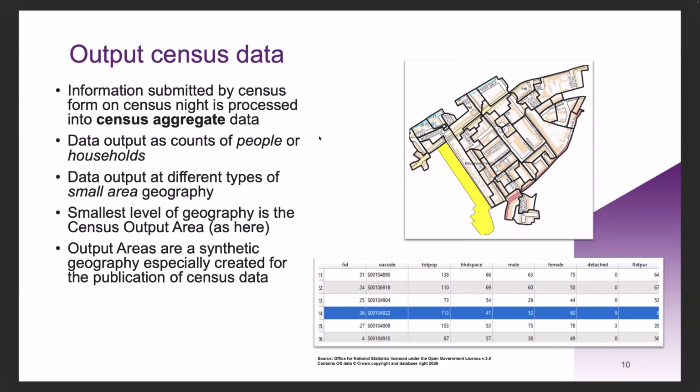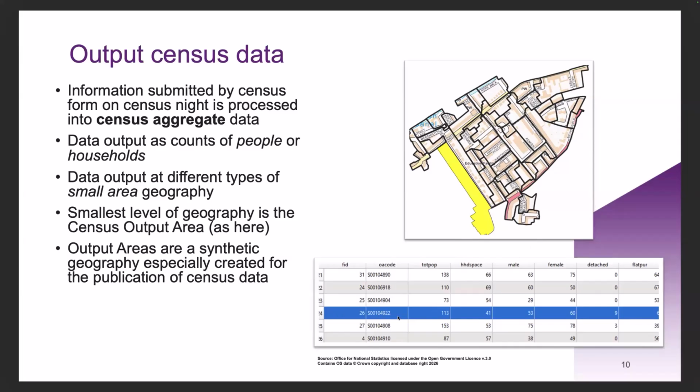The smallest level of output geography is called the census output area. The output areas are specially created just for the census. This is an example of an output area for part of Edinburgh. Each of these black polygons is a census output area, and you can see they cover a few houses or streets within a neighbourhood of Edinburgh.